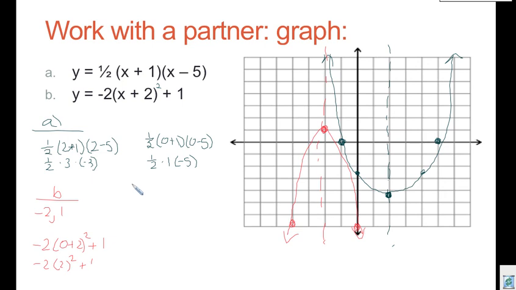To find our x-intercepts, we'd have to do some multiplying out. So we have negative 2 times x plus 2 squared plus 1. We'd have to distribute and multiply this out. But as long as you have 3 good coordinates that you can label on your graph, you should be all right. But one of them should always be that vertex.